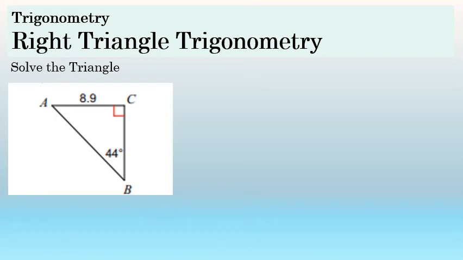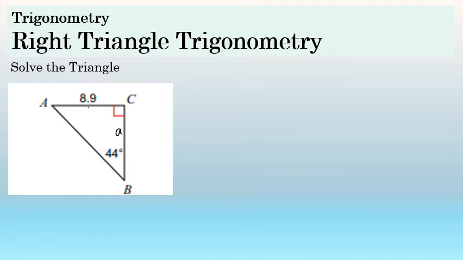In this right triangle trigonometry problem, we're being asked to solve a triangle. To solve a triangle, you have to identify the lengths of all sides and measures of all angles. In this problem, we have to find the measure of angle A. Angle B and angle C are given. The length of side A, the side across from angle A, is missing. We'll have to find that.